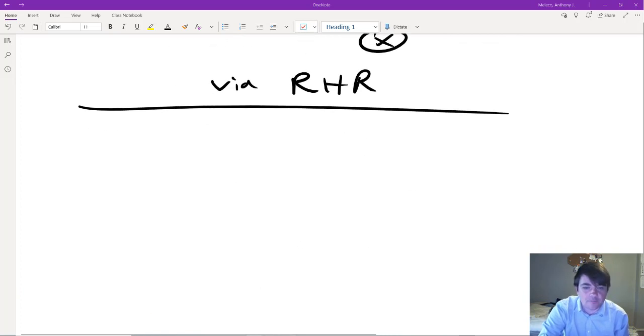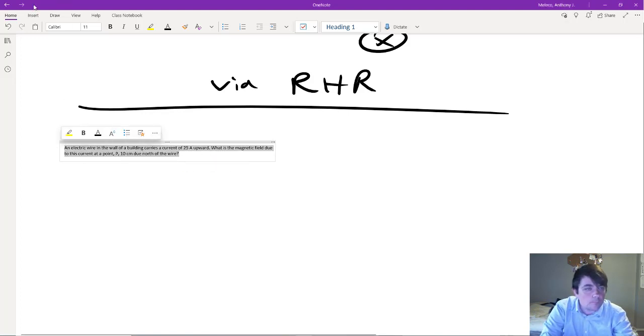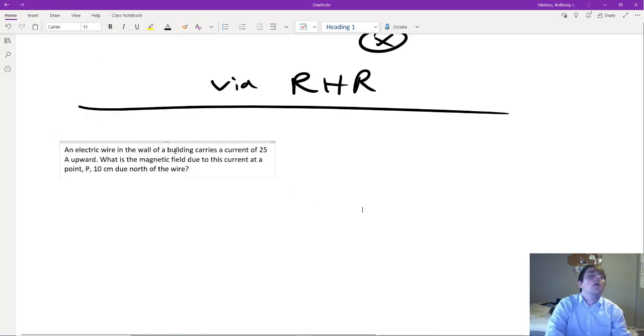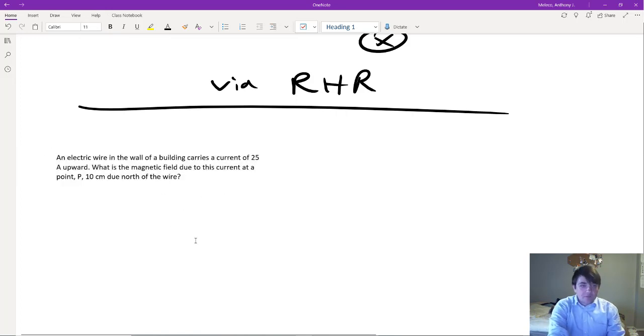That's pretty much how all of magnetism works in this class. So the next one, instead of dealing with force and stuff, is going to be dealing with the field itself.